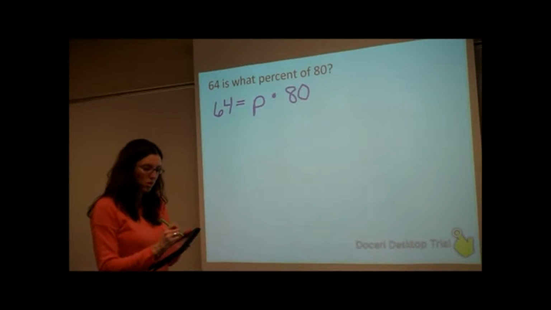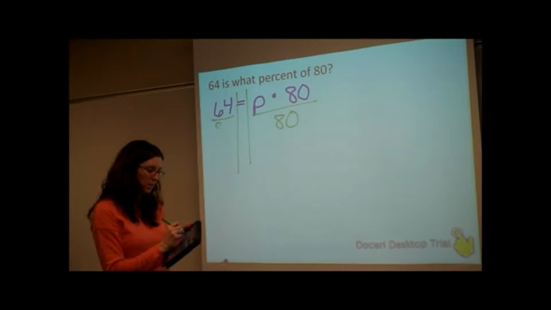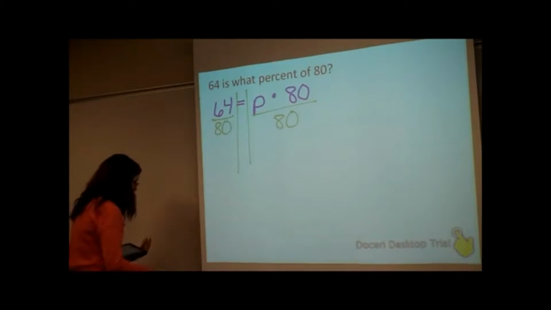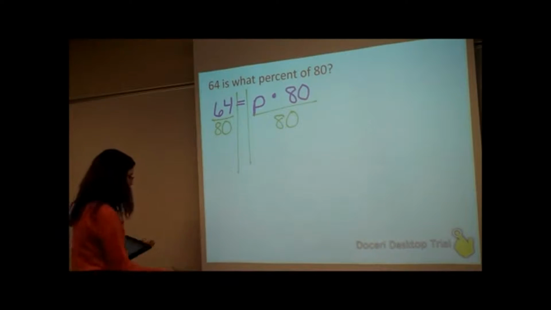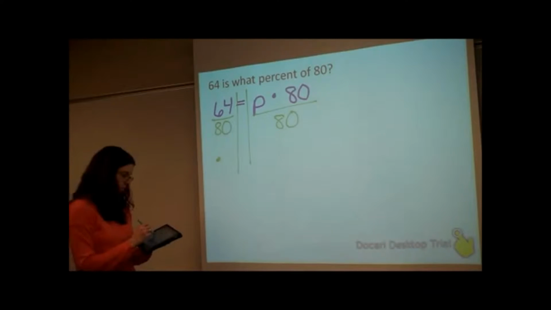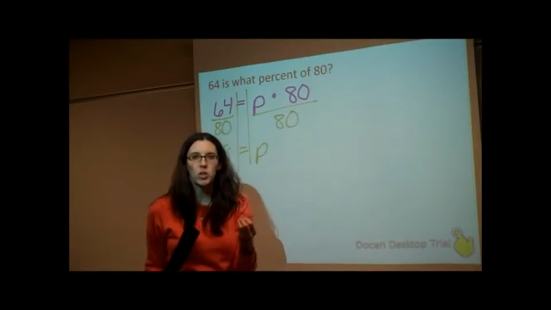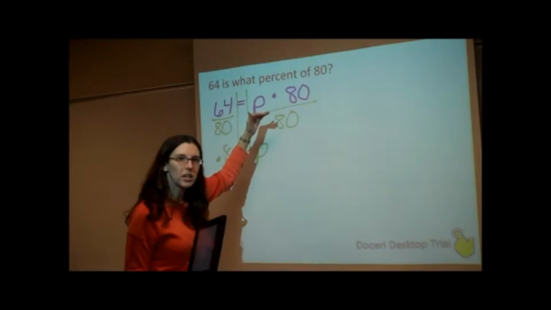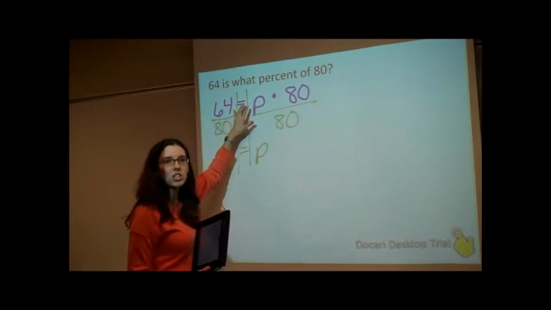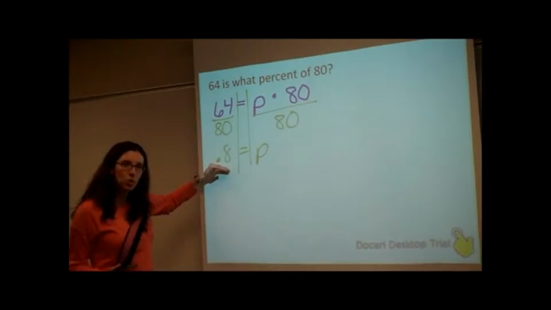So now to solve this equation, my variable is being multiplied by 80, so I need to divide both sides by 80. 64 divided by 80 gives me 0.8, which would equal P. Now, think back to when we were doing these before. When we were given the percent and we were writing the algebraic expression, or the equation, we changed that percent to a decimal. So this is the decimal.